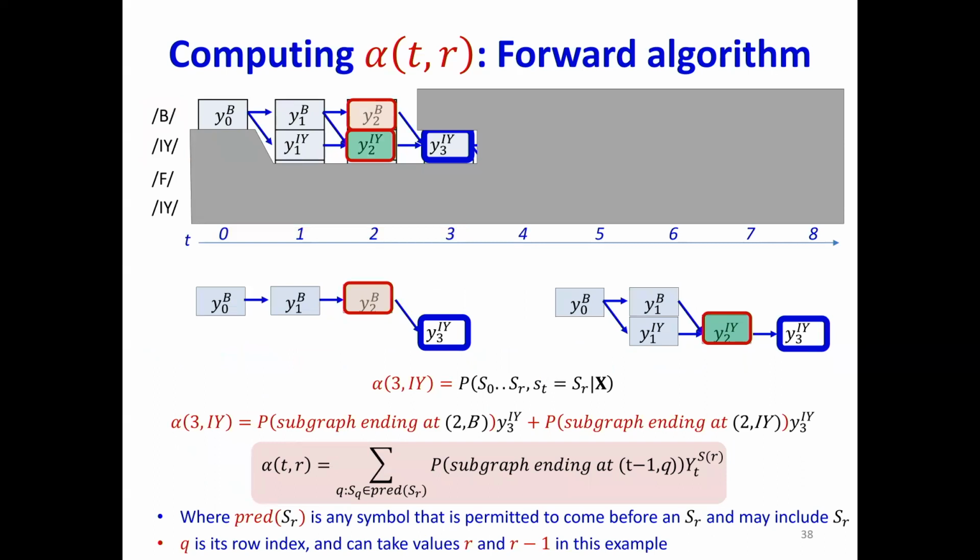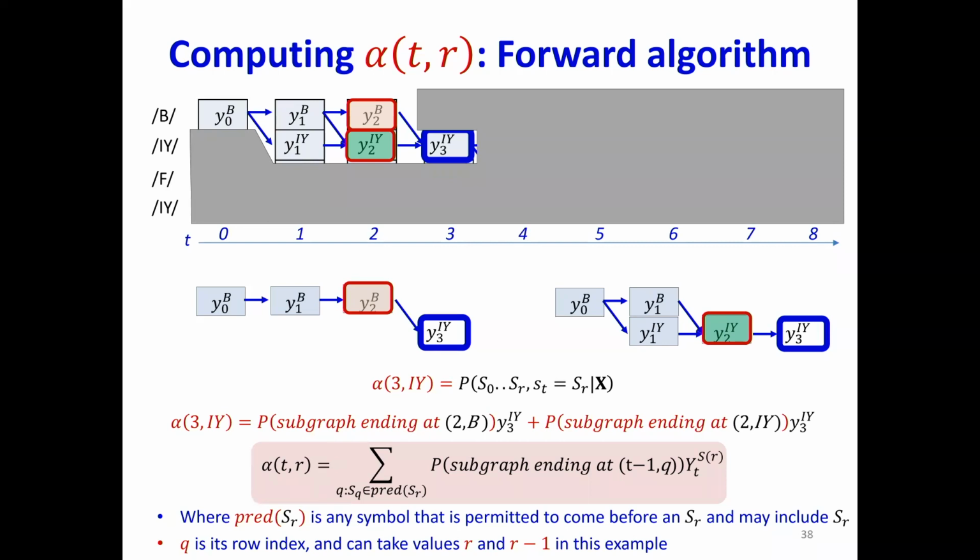The node at 3E can only be arrived at either from the pink node or the green node. Those are the two parents, right? So the total probability of all paths that end up at this node, since there are only two ways of arriving here, is going to be the total probability of all paths that end up here and the probability of extending that by this node. That's going to be the probability of this subgraph times y3e plus the total probability of all paths that end up here times the probability of extending that by this extra symbol. So it's the total probability of this subgraph times y3e, right?